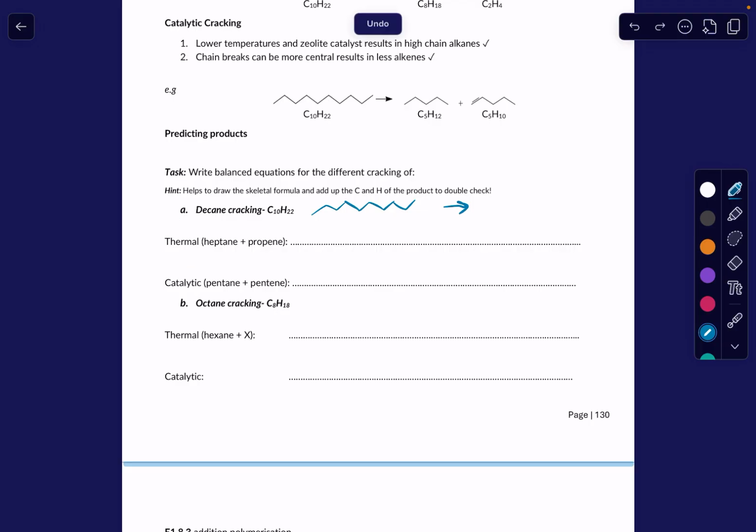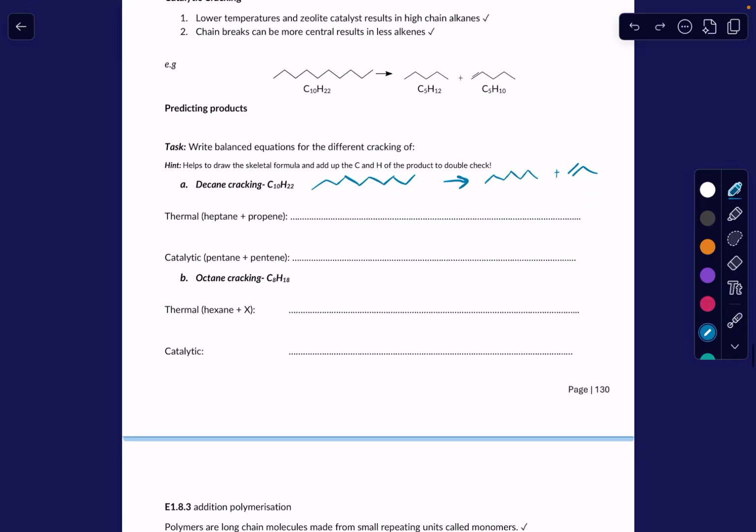The first example says thermal, and in the thermal, they're actually giving you the products. Well, I'm giving you the products. We've got a propene and a heptane. So let's draw our heptane first. Heptane is 7, so I'm going to go 1, 2, 3, 4, 5, 6, 7, plus my propene. Propene, 3 carbons, and a double bond. So I'm going to go 1, 2, and 3, and then I'm going to add a double bond. You can add it on the other side as well, and that's fine. What I would like you to do is to write down the balanced molecular formula for the reaction above.